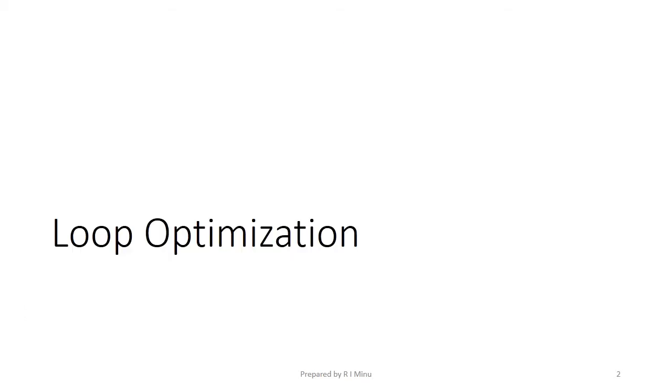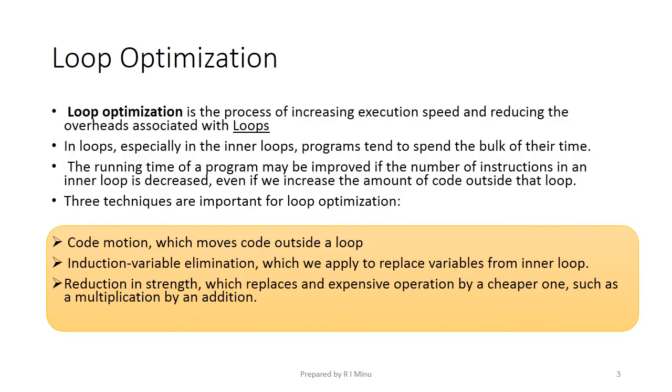Students, in this module you are going to see the concept of loop optimization. So what is loop optimization? Loop optimization is a process of increasing the execution speed and reducing the overhead because of this loop.